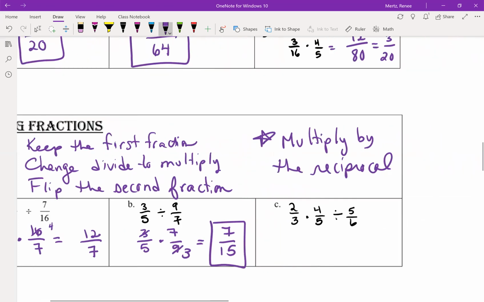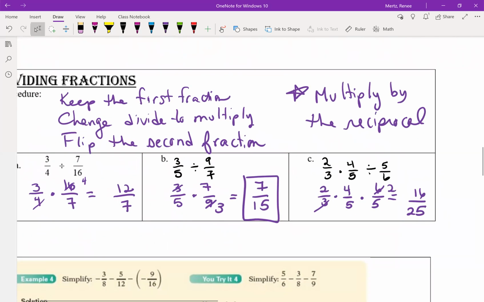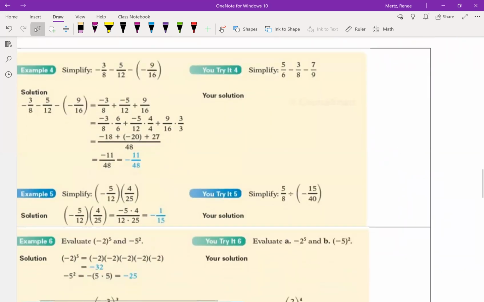And then the last one, now we have 3 steps. So the first thing I'm going to do is rewrite it as 2 multiplies. Multiply across the whole top. 2 times 4 times 6, or we can reduce if we want. I would probably reduce that to make it easier. 2 times 2 times 4 is 4 times 4, or 16/25. Nice work. I'll give you some practice problems to try. Try these, you try it, and I'll put the answers below.